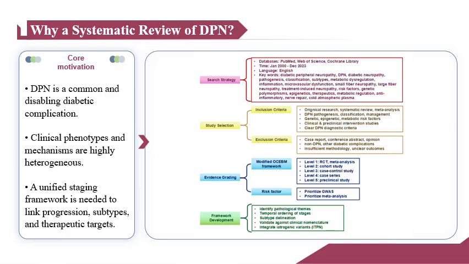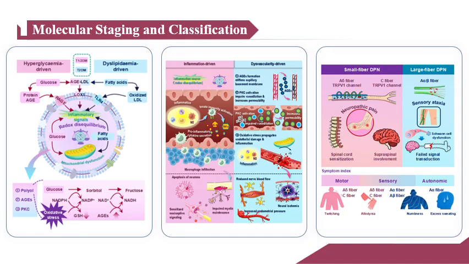However, its clinical phenotypes and underlying mechanisms are highly heterogeneous, which makes early recognition and precise intervention difficult. Therefore, a unified staging framework is needed to connect disease progression, subtype differences, and therapeutic targets. This review organizes the pathological progression of DPN into three continuous but interconnected stages.